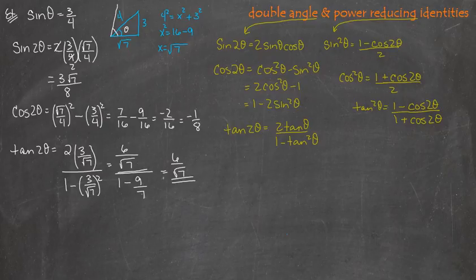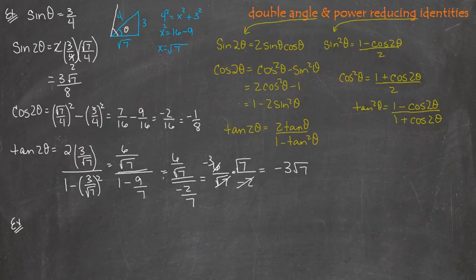6√7 over 7, take away 9, -2/7. 6√7 times 7/2. I can reduce this, making -3, and then I can actually reduce this, making that a √7. So I end up with -3√7.